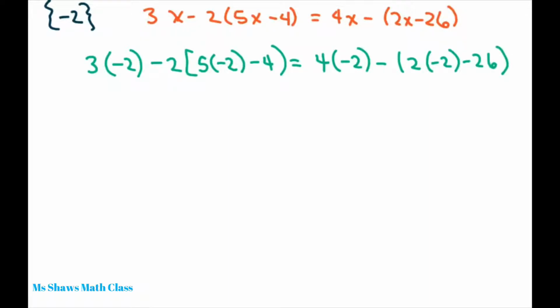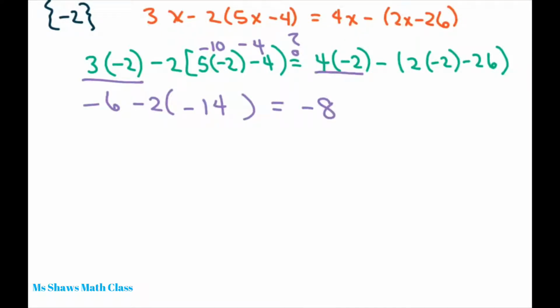All right, so let's see if we can get this. Now we want to see if these two sides equal. So this little bit is negative 6. I'm going to put the minus 2 and take care of this. This is negative 10 minus 4, which is negative 14. All right, now this little bit is negative 8. And let's take care of this part. This part is negative 4 minus 26, which is negative 30.